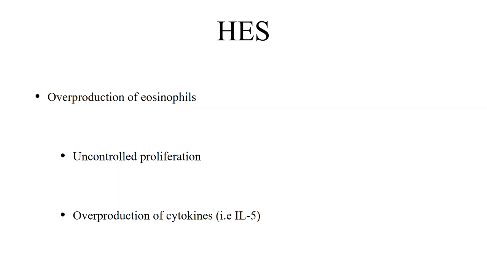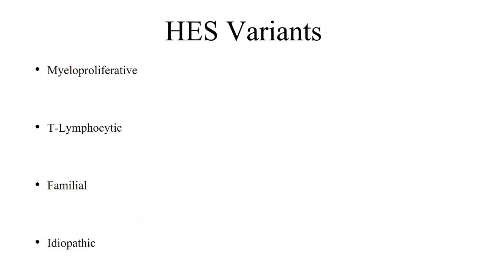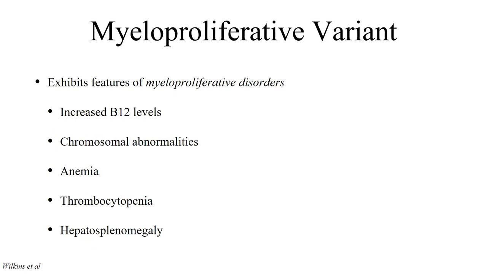So there's a few variants. I'm going to touch on a couple of them. The first is the myeloproliferative. There's also a T lymphocytic variant, familial, and idiopathic. The myeloproliferative, as the name suggests, exhibits features similar to those of the myeloproliferative disorders. So there's increased B12 levels on labs, chromosomal abnormalities, which I'll get to in another slide, anemia, thrombocytopenia, and hepatosplenomegaly.